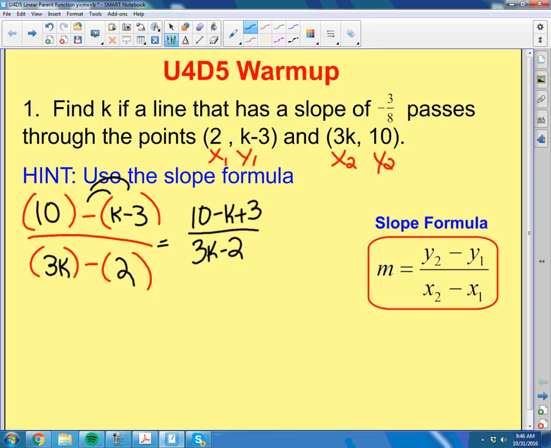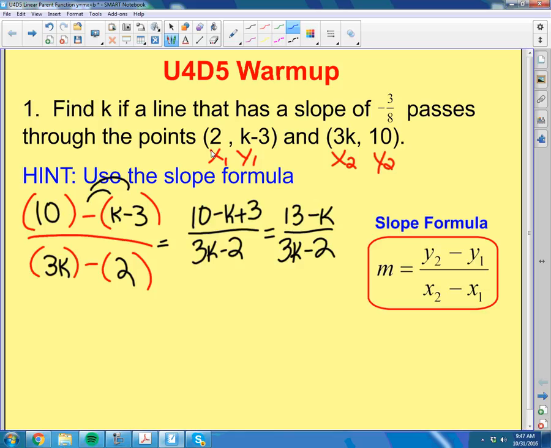Is anybody not sure how I ended up with this? We still can simplify because we have like terms. We have the 10 plus the 3. So what we really end up with, guys, is 13 minus K over 3K minus 2. Now, before I take the next step, is there anyone who's not sure how I ended up with this? This is essentially the slope between these 2 points.